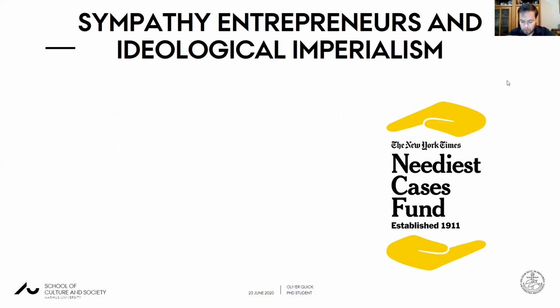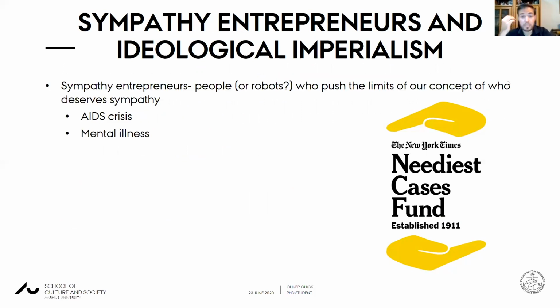So the final sort of area I want to touch on from Clark's theory is what she calls sympathy entrepreneurs, and then a problem that I call ideological imperialism. So a sympathy entrepreneur is someone who pushes the limits of our concept of who deserves sympathy. We might ask if robots can or should or would do this. If you look back, not even very long back in history, you can see that today we sympathize with things that we didn't used to. And you can see a bigger and bigger gap the farther back you go. Clark uses the example of lepers in biblical times. It was a novel concept to start sympathizing with them.